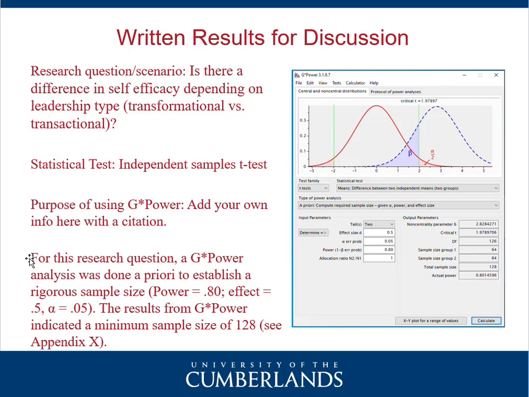And then this is what you would say. So for this research question, a G-power analysis was done a priori to establish a rigorous sample size. Then you do your power, your effect size, your alpha. The results from G-power indicate a minimum sample size of 128. See Appendix X. And Appendix X would just be your G-power output.